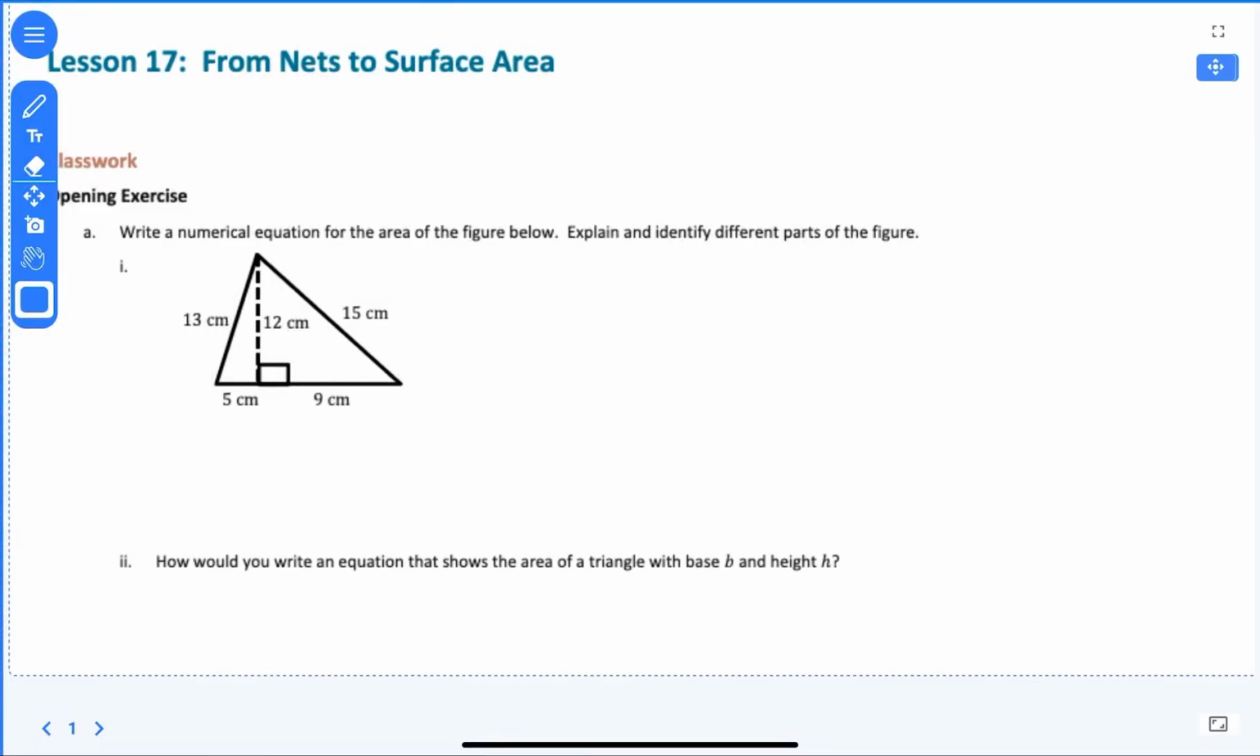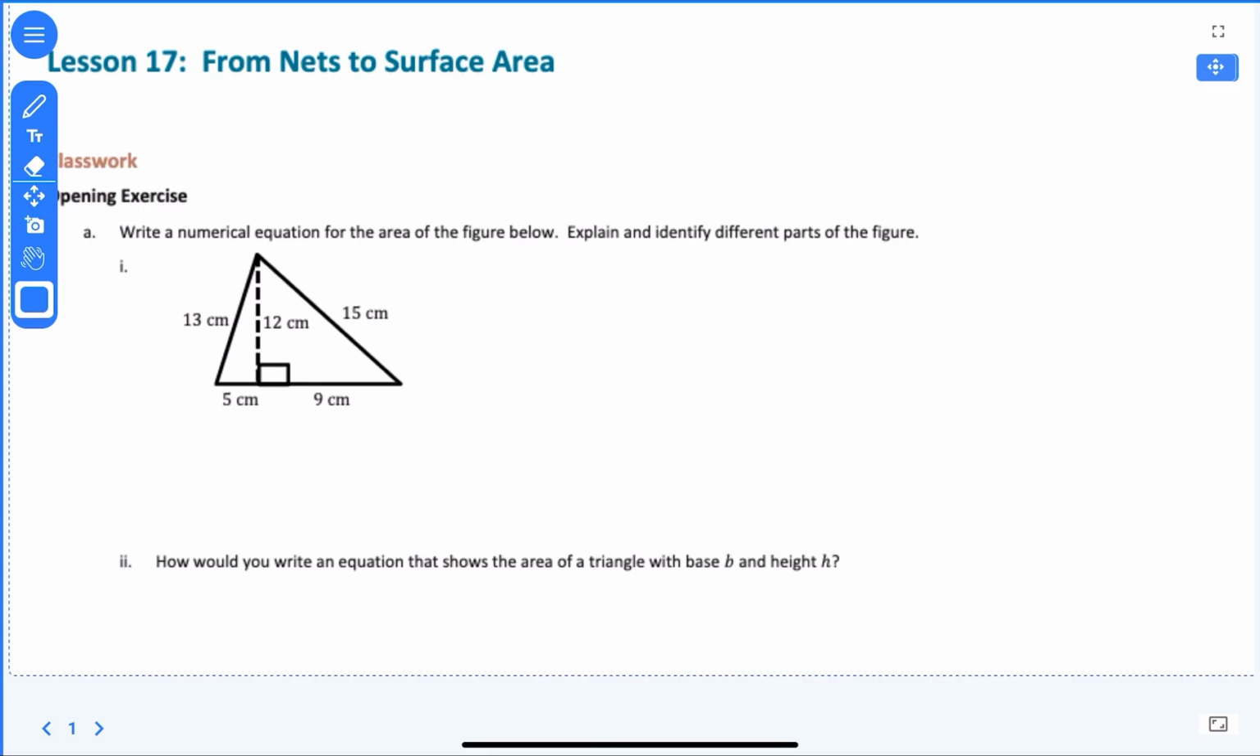Math 6, Module 5, Lesson 17, from nets to surface area. Should look like I've already done a little surface area. So let's see what we're doing here. I think we're probably going to go into some triangles, though. It says, write a numerical expression for the area of the figure below. And we're going to explain and identify different parts of the figure.